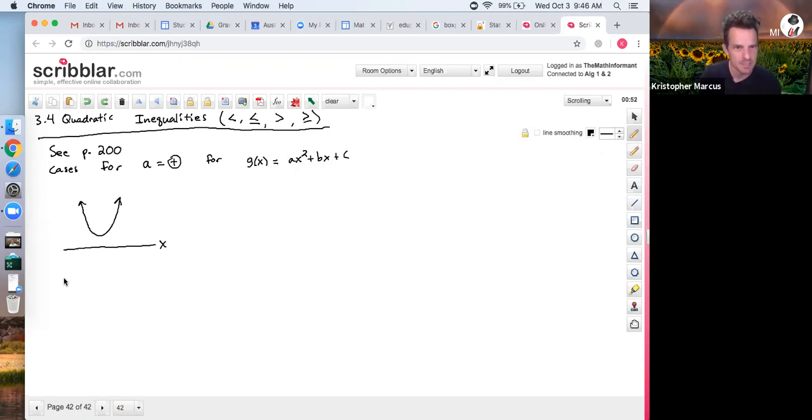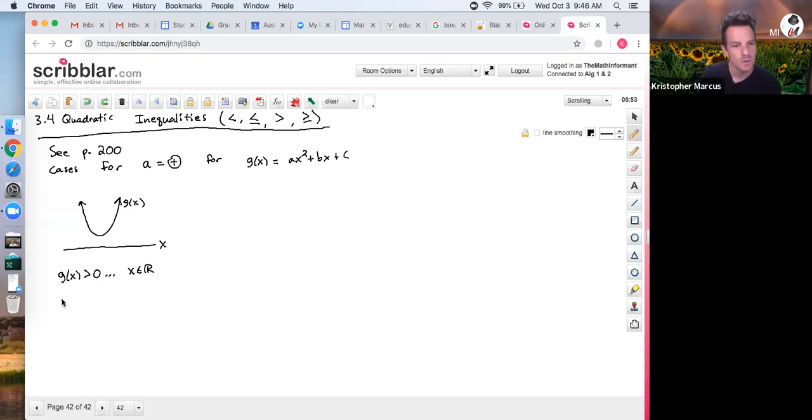Well, there's certain cases that could occur. What do you mean, Chris? Well, you could have little g of x is greater than 0. Where does this occur? Well, if you look at the graph, all the heights of this function, little g of x, are always greater than 0 because they're above the x-axis. So what does that mean? That means that all the real numbers work. Any x that's in the real numbers works just fine.